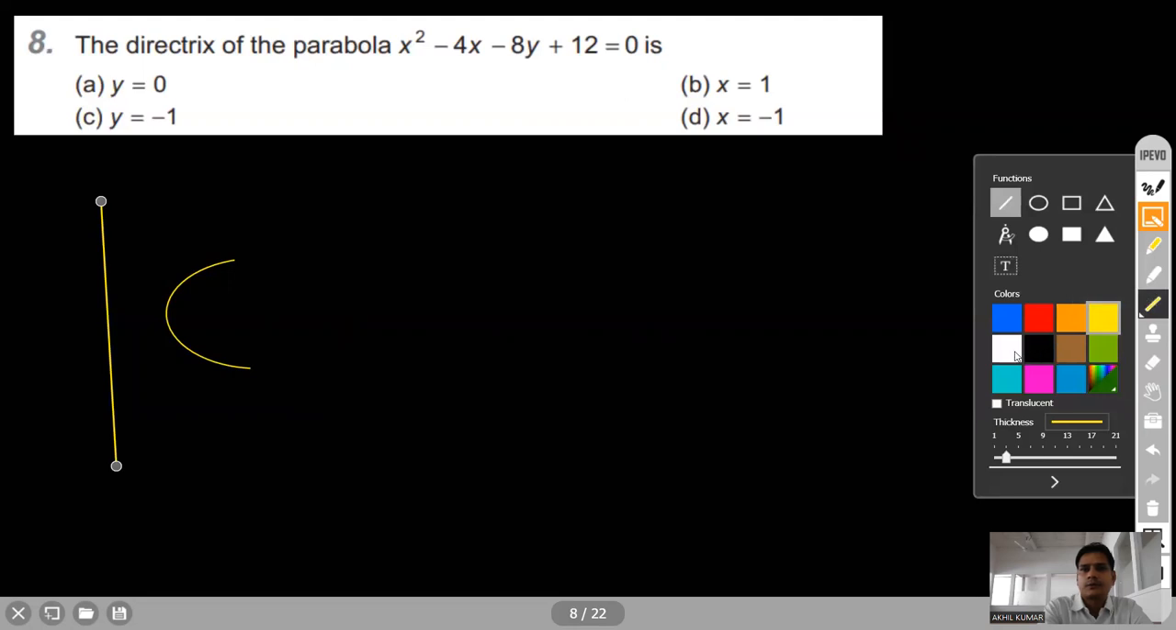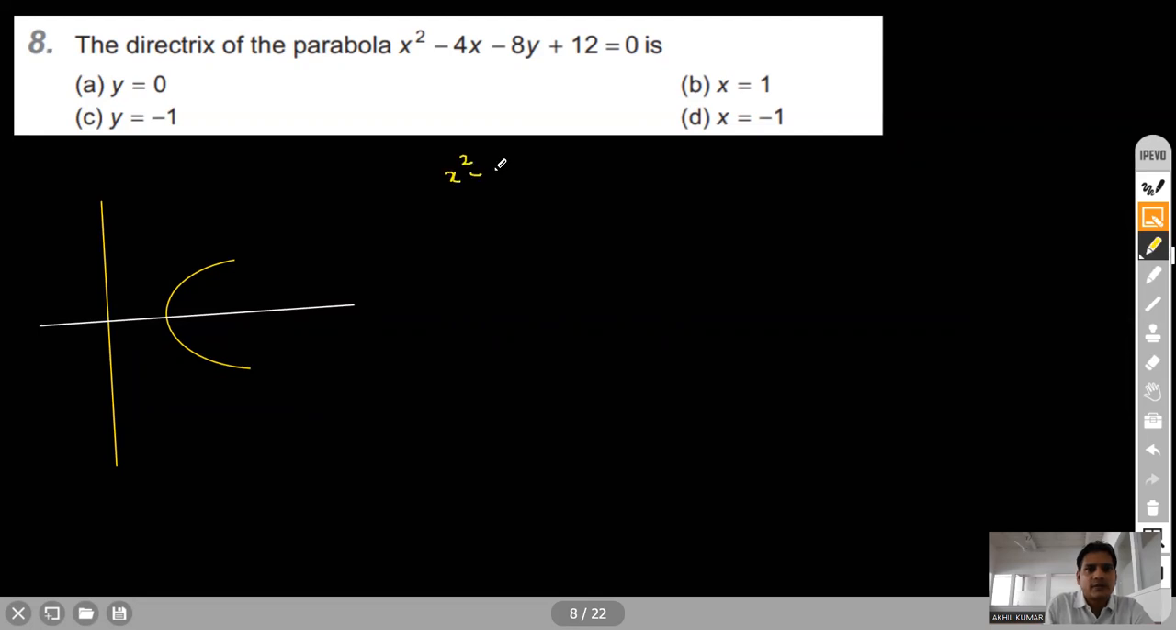Let's try this out. The equation of the parabola is given to us: x square minus 4x minus 8y plus 12 equal to 0. Let's try to make a perfect square in x. Then we will compare with the standard form and we will have the coordinates of the vertex. So x square minus 4x means x square minus 2 into 2x, and I'm adding plus 4 and subtracting 4. So it will be basically x minus 2 whole square, plus 4 minus 4 we have done. The rest of the things will remain the same: minus 8y and plus 12 equal to 0.